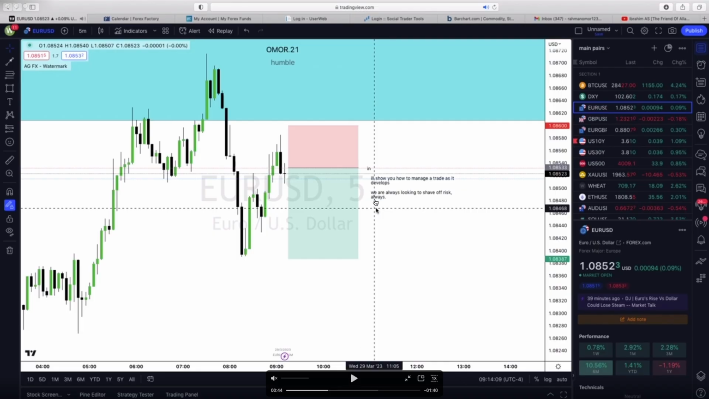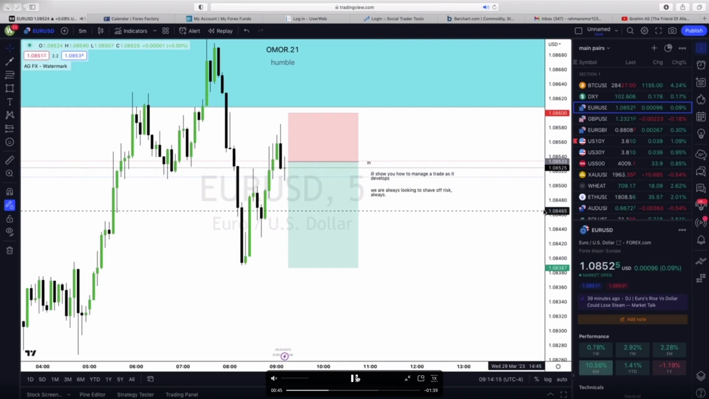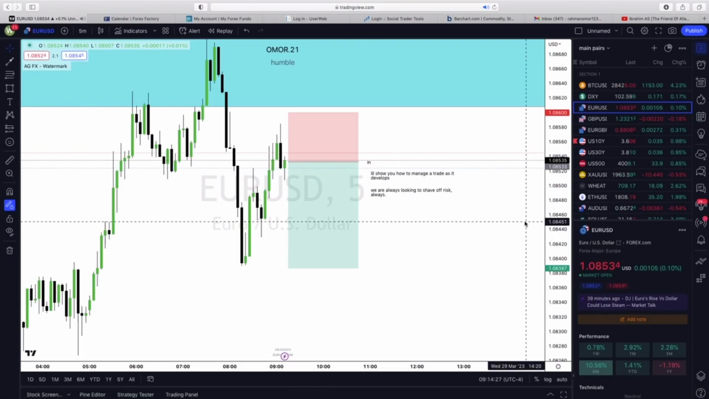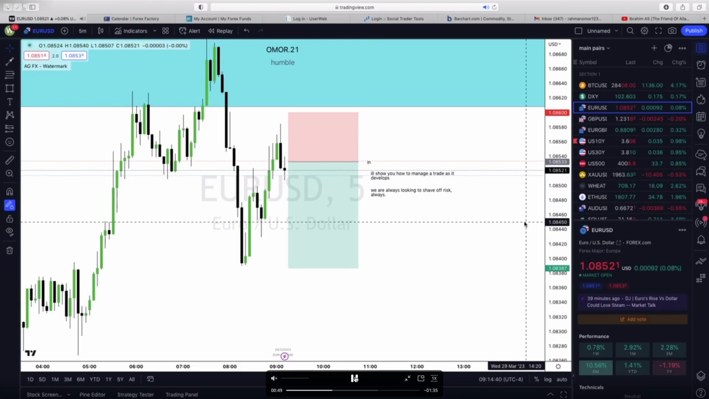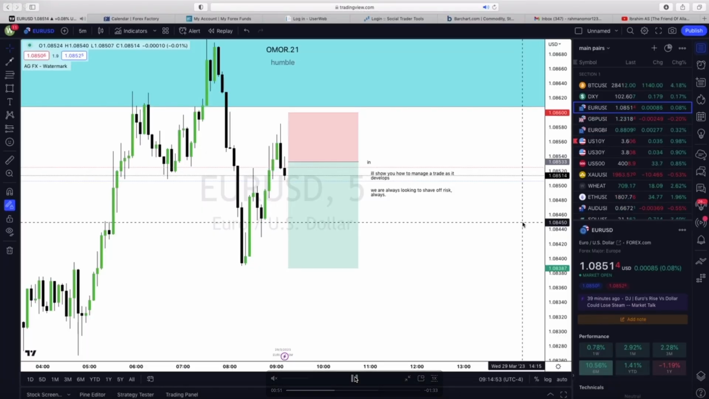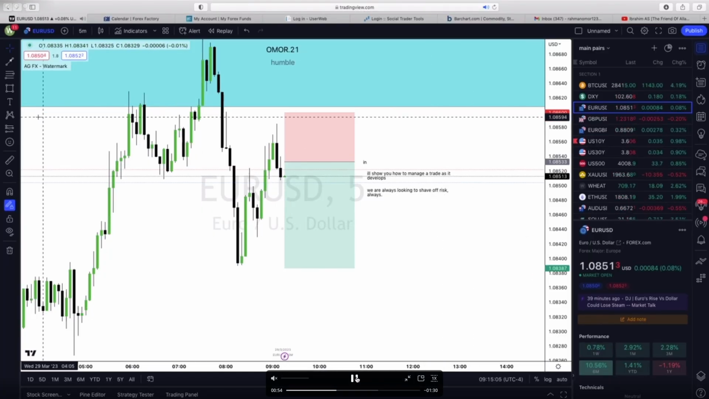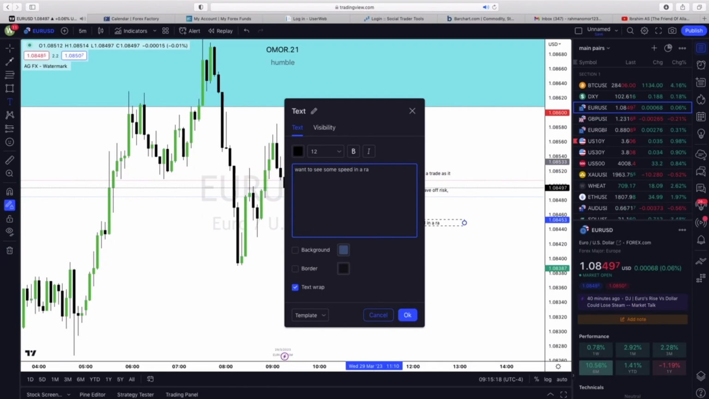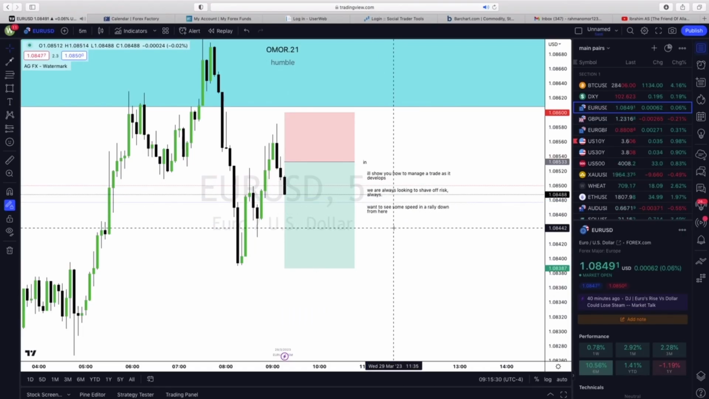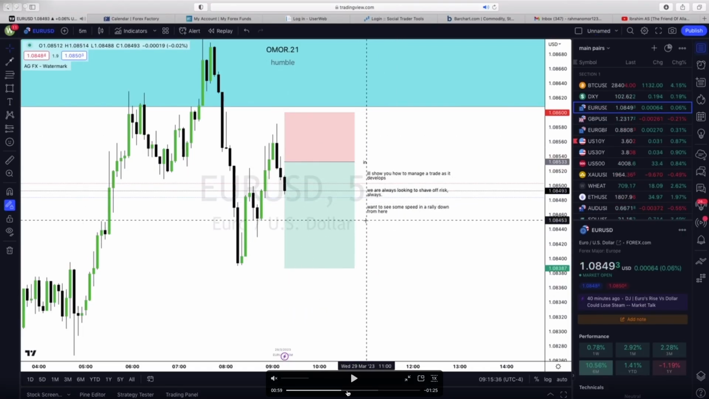Now, what I said here is we're always trying to look to shave off risk. Now, let's let the trade develop. I'm going to give you guys serious bombs on how to actually manage a trade and a new methodology that I want you guys to adopt. Okay, right here. Now you see, as I typed that, we got the rally.